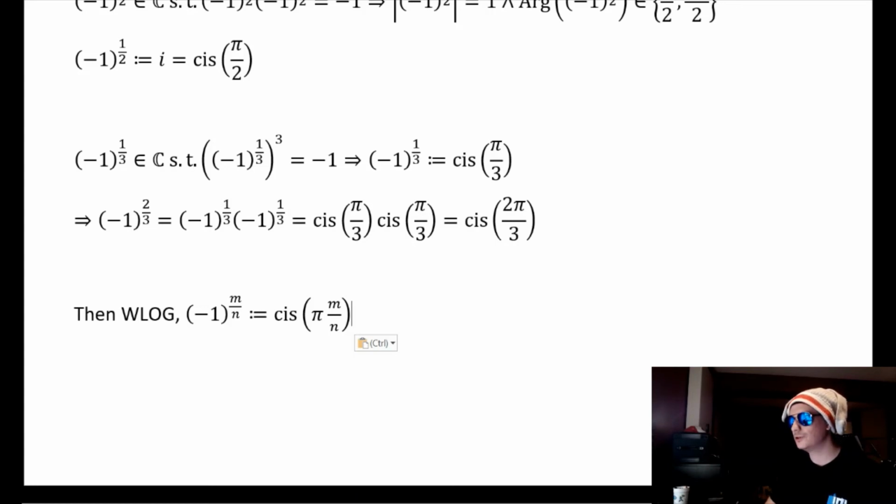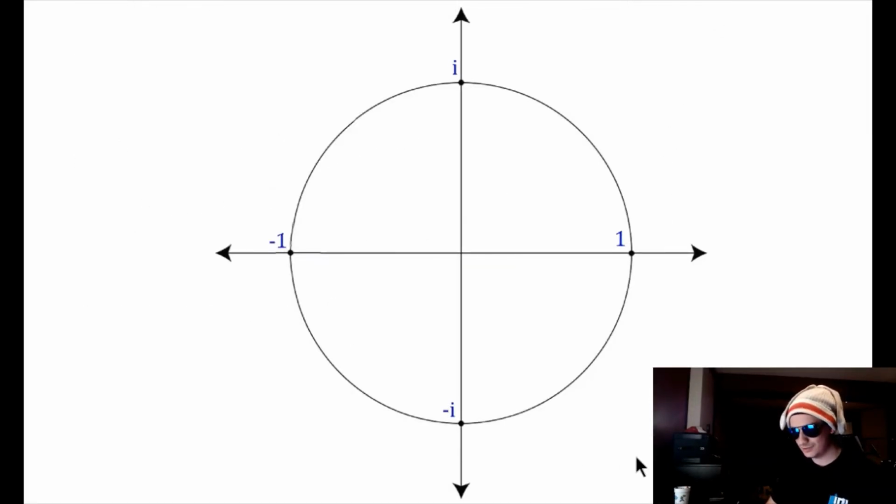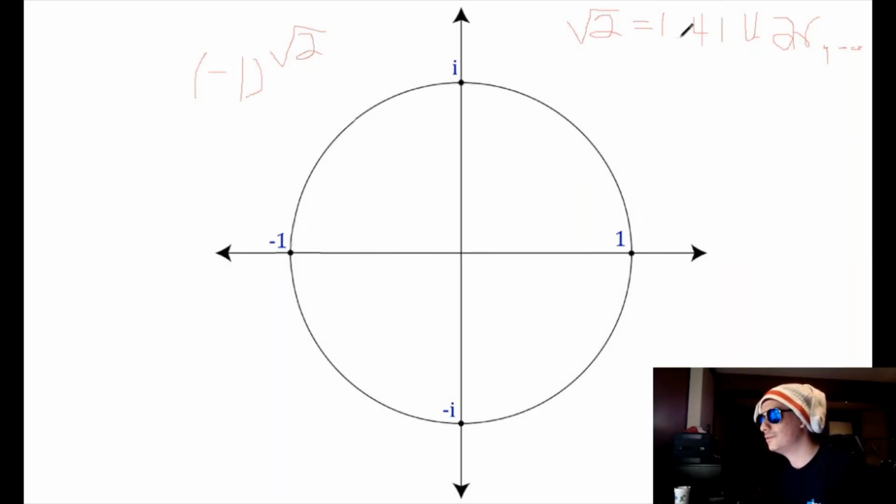Well, let's just go back to our unit circle. So let's just say that we want to define -1 to the square root of 2. Well, the square root of 2 equals 1.41426 on and on, right? Well, if you cut off the decimal at some point here, let's just say you cut it off at 1, then you cut it off at 4, then 1, then 4, then 2, then 6, then each of these are defined rational numbers.